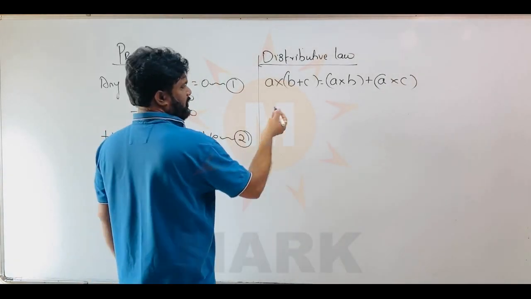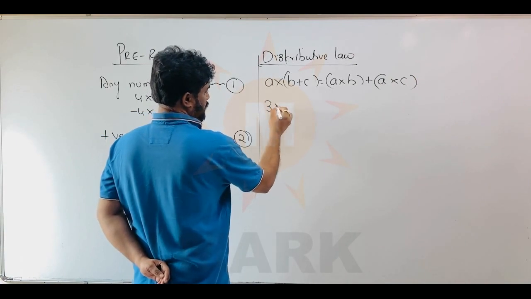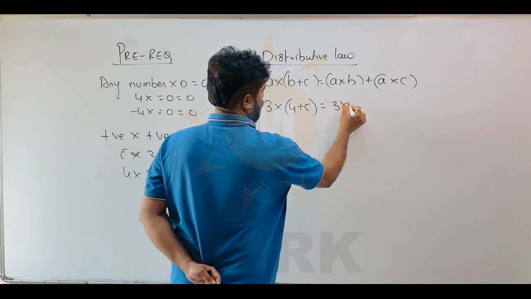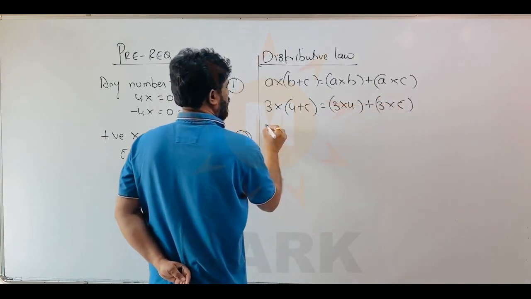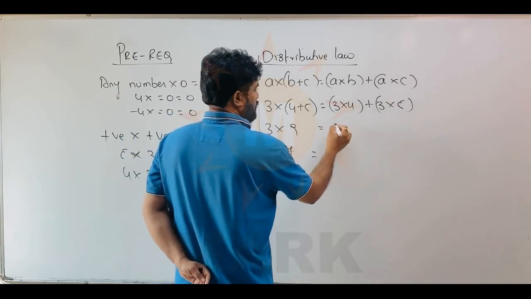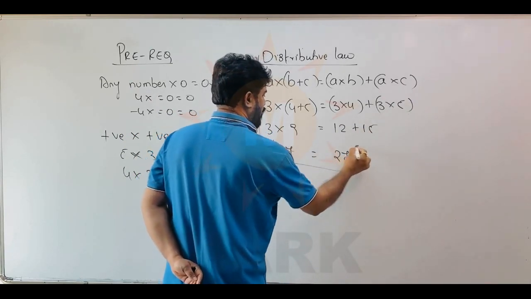Let us prove it. I hope you all know, but just for the sake of knowledge, we will prove it once. 3 into 4 plus 5 is equal to 3 into 4 plus 3 into 5, right? Now 3 into 9 will give 27. Similarly, 12 plus 15, that also will give 27. So distributive law is also satisfied.